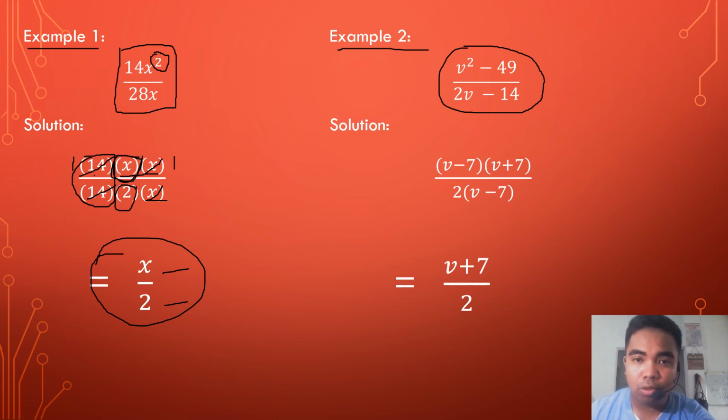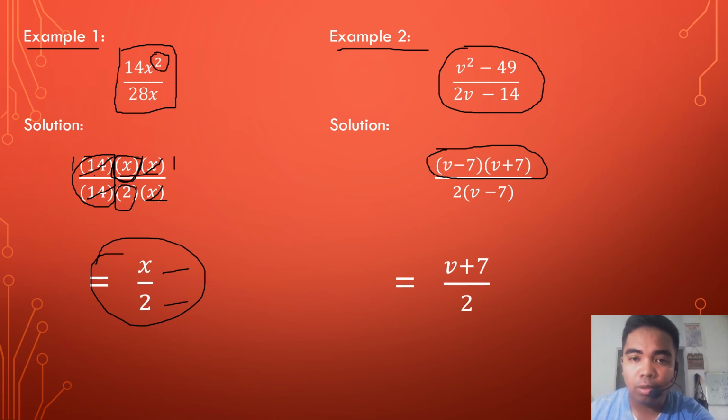Since difference of two squares ang sa taas, gagawa tayo ng dalawang parenthesis dyan. Square root of v squared, that is v and v, kasi v times v is v squared. And then square root of 49 is 7, positive 7 and negative 7. That's why we have v minus 7 times v plus 7. So, ito yung factor natin sa taas. Basta difference of two squares, ang gagawin natin is i-square root lang first term and the last term of the expression.